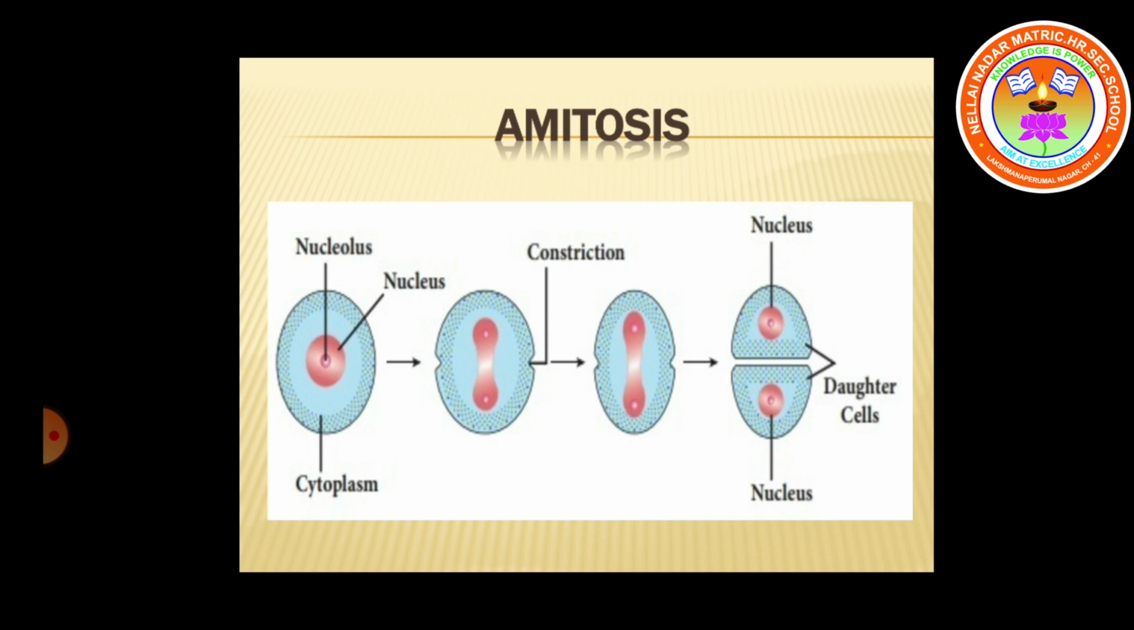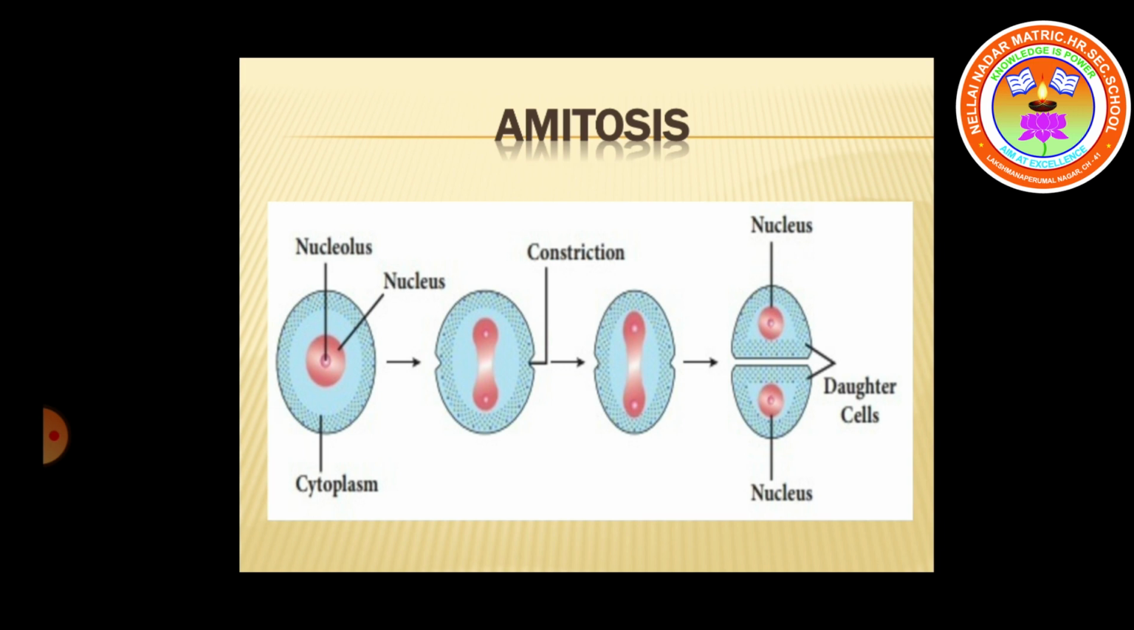Now let us see what is amitosis. Amitosis is the simplest mode of cell division. It commonly occurs in unicellular organisms.